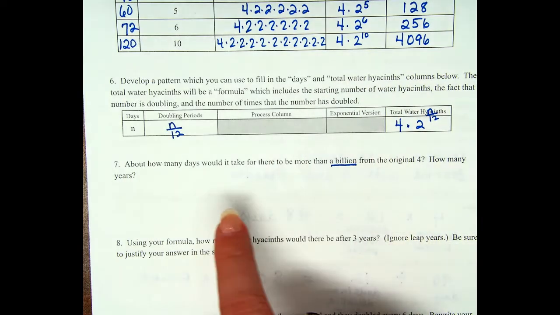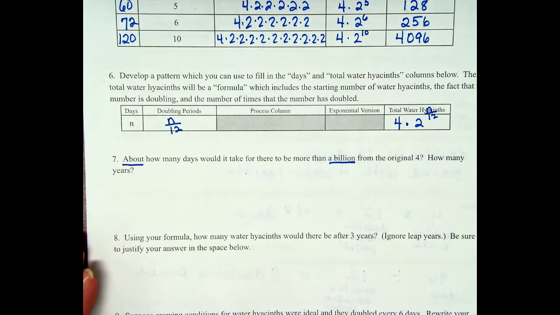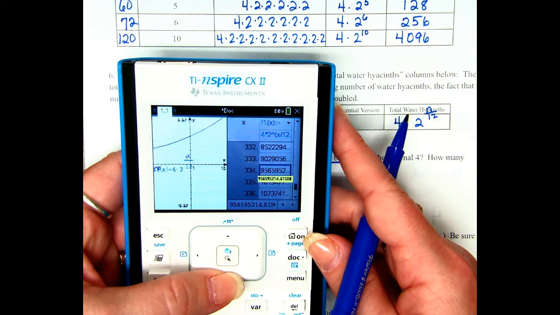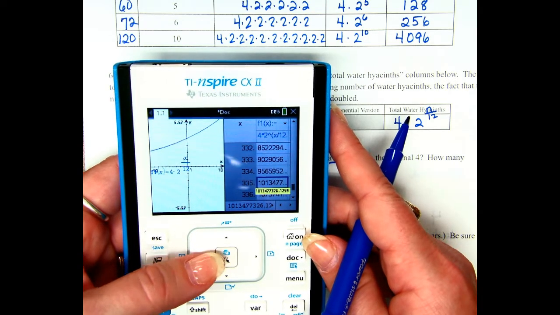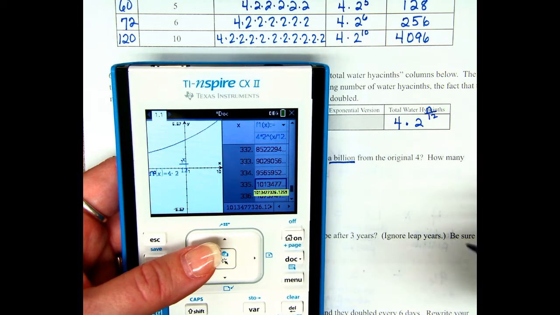So first of all, look at the question wording. About. If I put 334, I'm not quite to 1 billion yet. So is it all right with you guys if I put 335? Does that make sense? Why I would put 335 instead of 334? Okay.